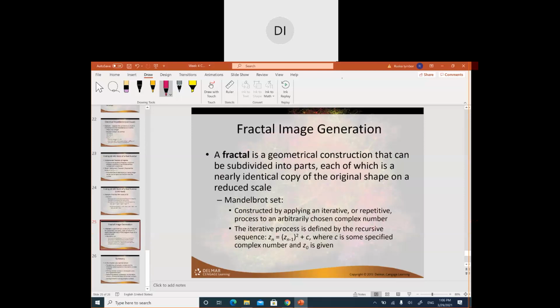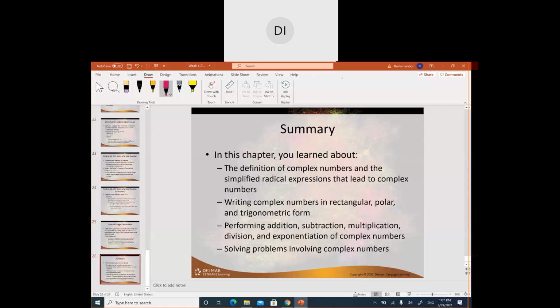And here you have some more applications. Fractal image generation, when you talk about fractals. Fractals are really cool geometrical constructions, which, when you divide them in parts, are actually the same copy of the original, just at a reduced scale. And this is why in fractals, which are geometrical constructions, you also have use of complex numbers. Okay, so this is what you have for this week.